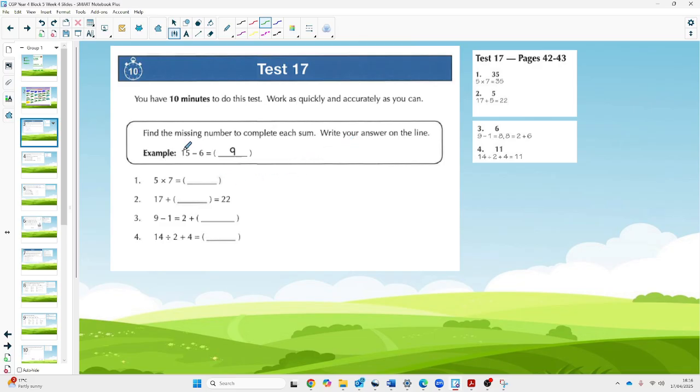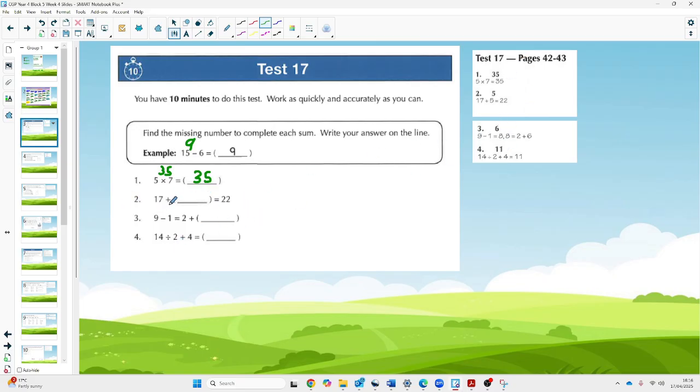So for the first set of questions we have to find the missing number to complete each sum. Write your answer on the line. So in the example, 15 take away 6 of course is 9. So you get basically 9 on both sides of the equal sign. Number 1, 5 times 7 we know is 35. And therefore we can write 35 on the line. The answers are displayed here as well for you, just to double check.